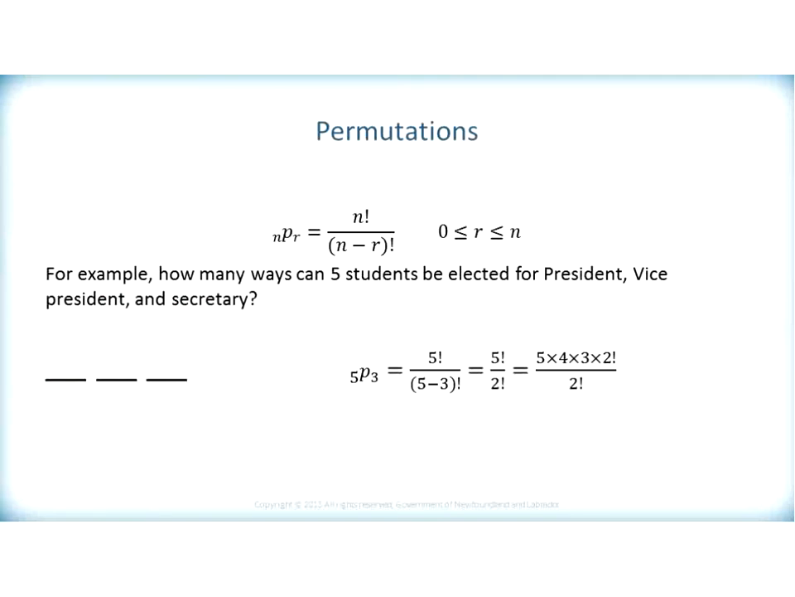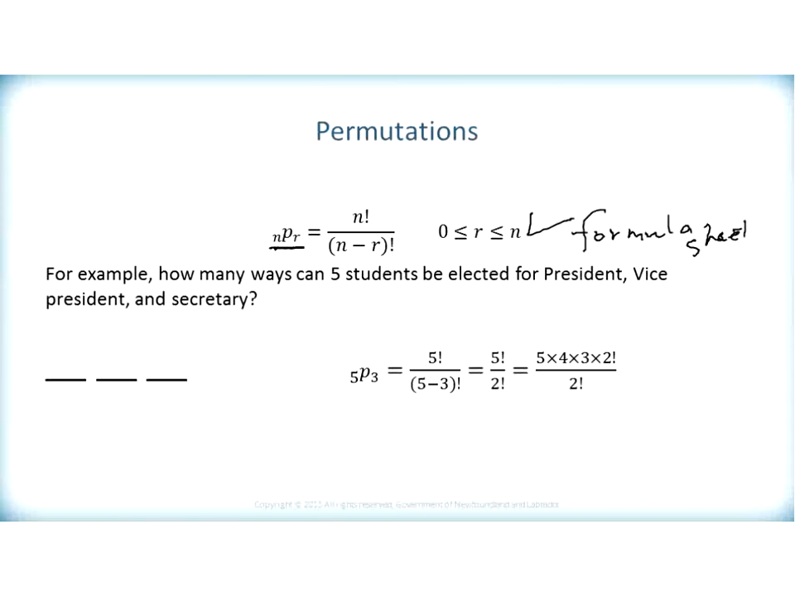Permutations can be given by the formula n permute r, which equals n factorial over n subtract r factorial, and r is greater than or equal to 0, but less than or equal to n. This formula will also be given to you on the formula sheet for your exam. Let's have a look at an example.